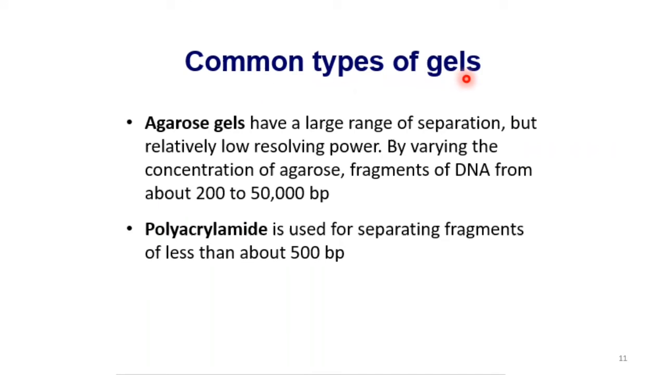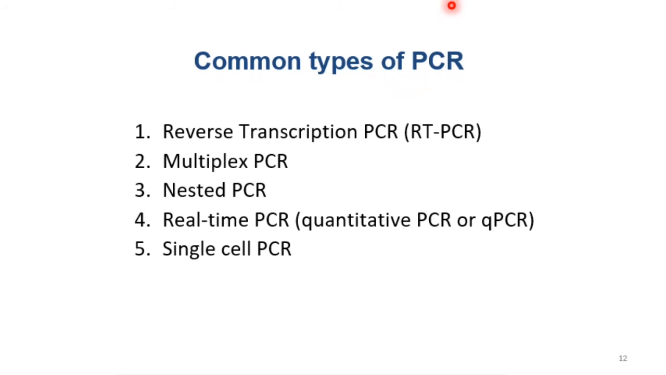The most common types of gel used in electrophoresis are agarose gel, which has a very large range of separation, and polyacrylamide gel, used for separation of fragments less than 500 base pair. We have a few types of PCR. The one that we talked about is the conventional PCR. We have other types like reverse transcription PCR, RT-PCR, multiplex PCR, nested PCR, and real-time PCR, or qPCR, quantitative PCR, and the other one is single-cell PCR.